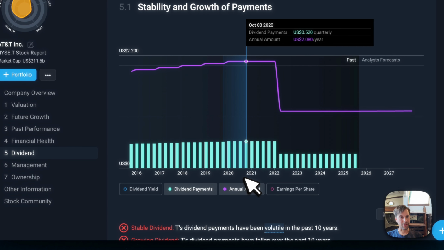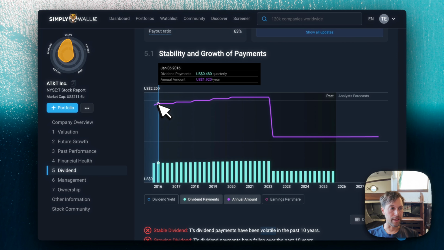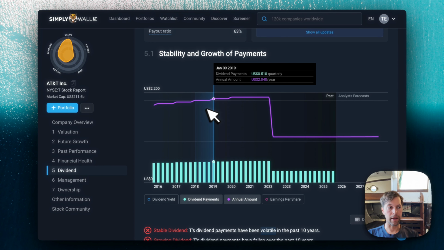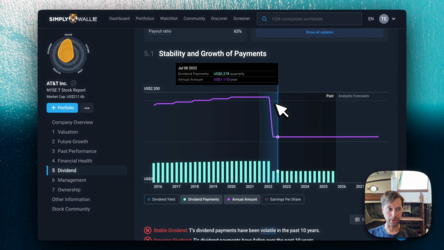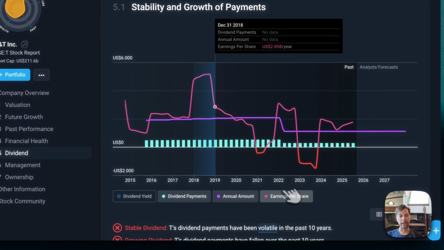The annual amount, though, is an easy way to think about it, because these payments can sometimes be a bit all over the place, and it's hard to add that up in your head. Well, how much is that per year? Whereas this line shows you the annualized amount of those payments, and of course, as we said, it was cut there.